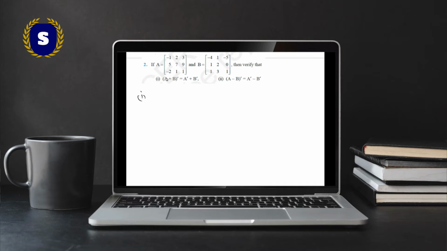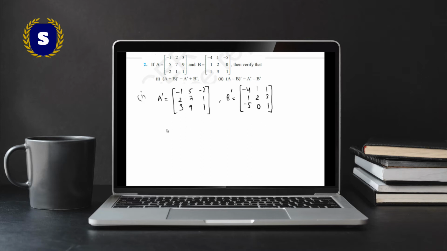We are given A matrix, so we can directly calculate transpose of matrix A. That will be minus 1, 2, 3, 5, 7, 9, minus 2, 1, 1. Just reversing the rows and columns. Okay. And same way, B transpose will be minus 4, 1, minus 5, 1, 2, 0 and 1, 3, 1.